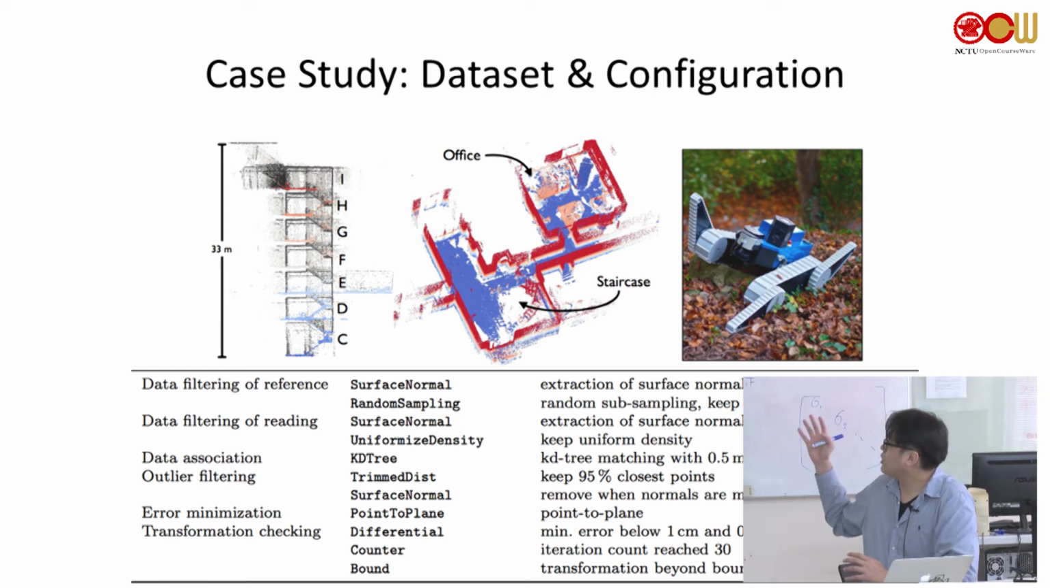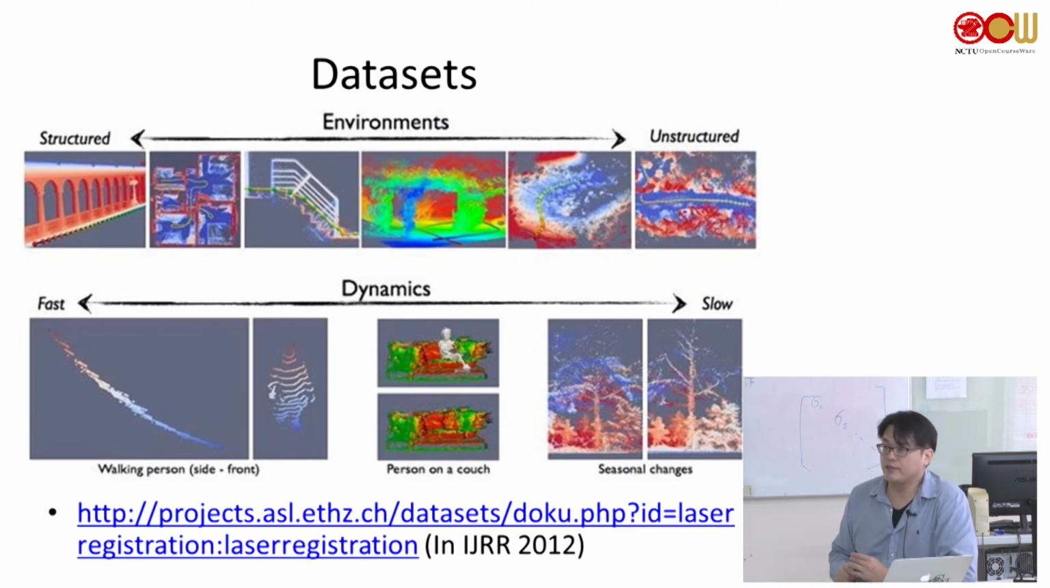So you could see that for this case study, you could use those settings for your ICP and test that on a particular data set. And you may actually get different results among different data sets. So this is another paper in IJRR 2012, and the data set includes some environments, like structured environments, as well as some unstructured ones, or data sets with more dynamic objects or in the temporal domain. So even the seasons change. Okay, so very fast to very slow.